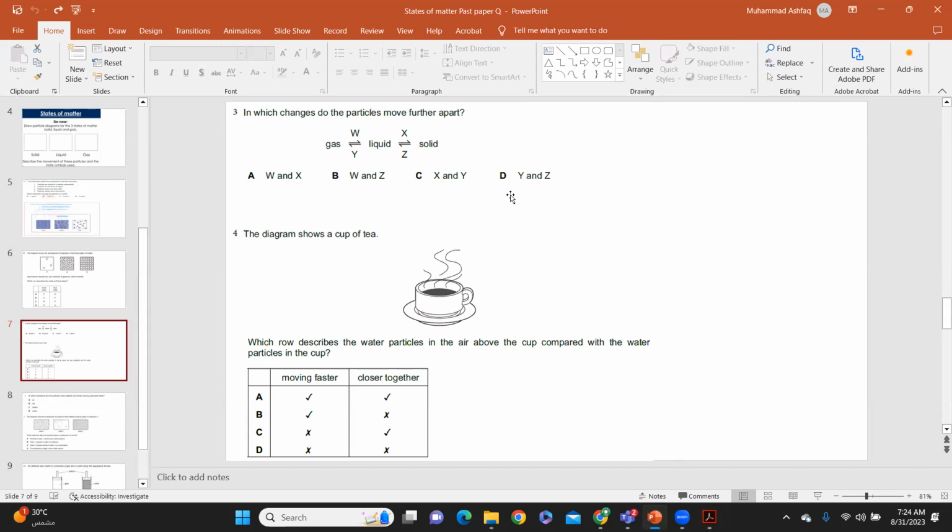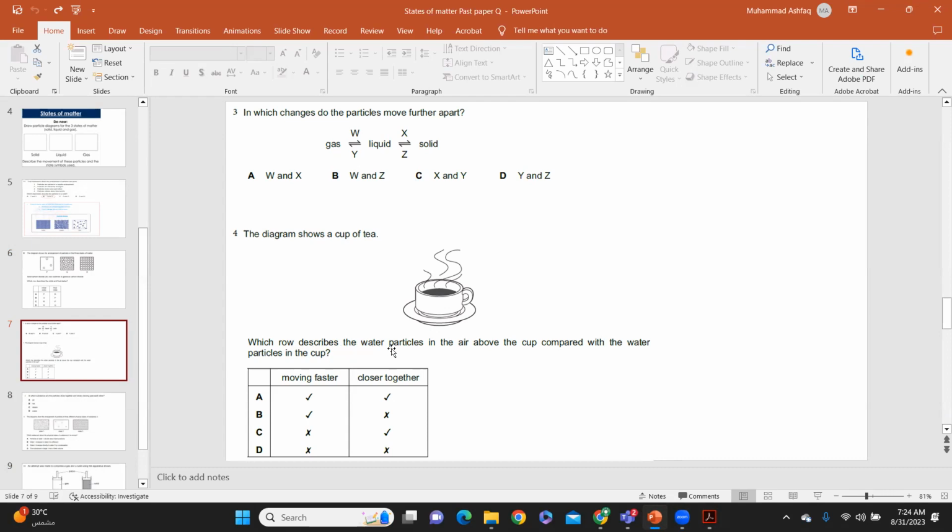If you understand, you can write the answer. Otherwise, leave it and we will discuss this in detail again. Now, question 4. The diagrams show a cup of tea. Just focus on the screen. In this cup of tea, there are waves, meaning the steam, gas coming out from the cup. Here the liquid, here the gas.